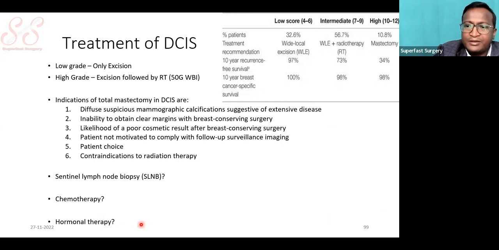Hormonal therapy can be given. It is just a drug. Yes, she has to swallow. It is not for chemo prevention. And sentinel lymph node biopsy is not done.